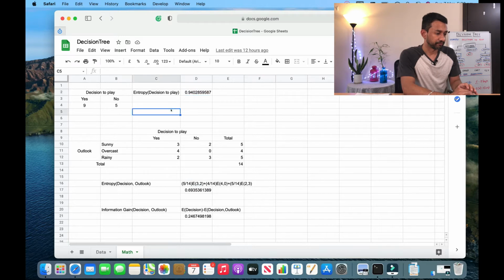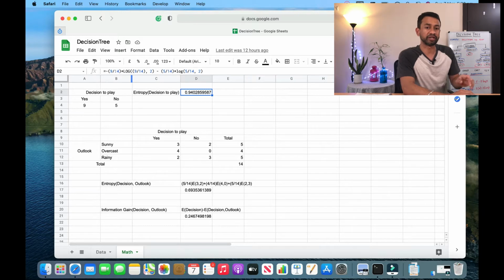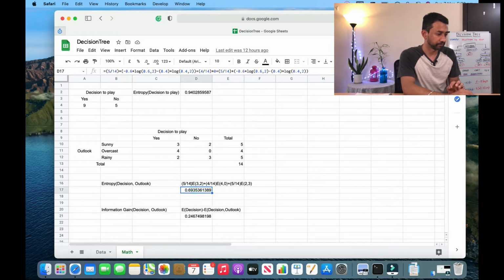Here, when we have E of (9, 5), what we did was 9 by 14 multiplied by log of 9 by 14, and minus 5 by 14 into log of 5 by 14. Here in this case we have (3, 2). So the formula would become 5 by 14 into minus 0.6, because 3 divided by 5 is 0.6. So minus 0.6 into log of 0.6 to the base 2 and minus 0.4 into log of 0.4, because 2 divided by 5 is 0.4. And similarly the second one, here we have entropy of (4, 0).